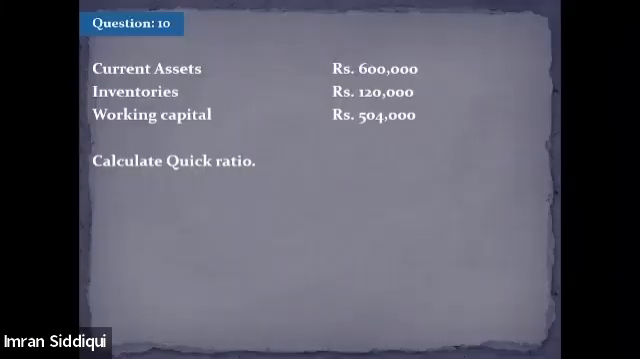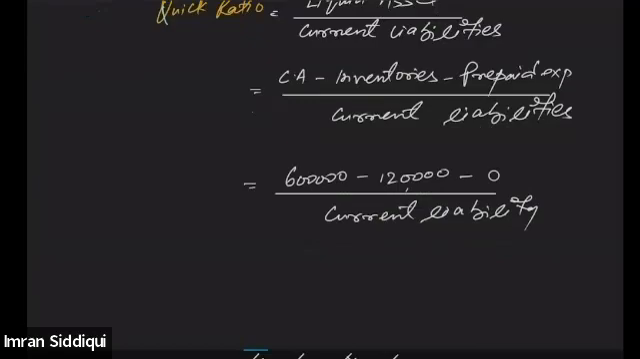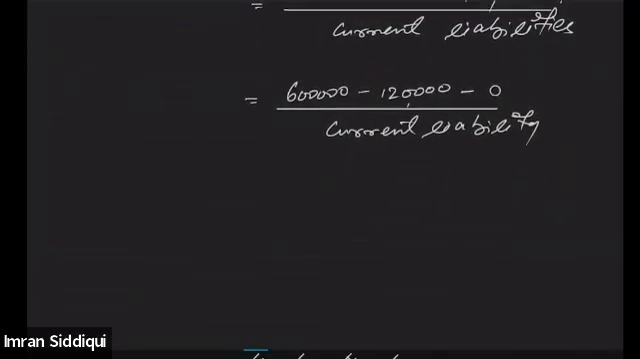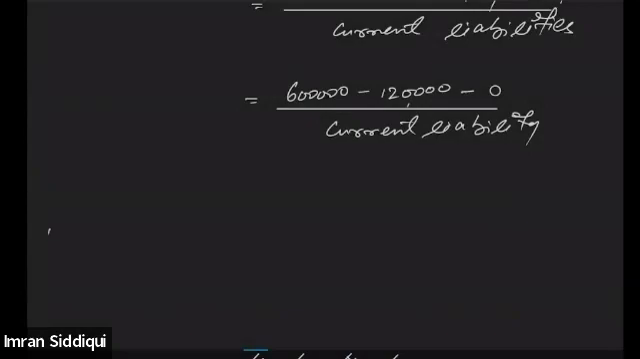All right. And then we will divide this by current liability. But the thing is that current liability is also not given in the question. We will have to figure out the value of the current liability. Unless we find the value of the current liability, we won't be able to find out the quick ratio. We'll prepare a working note here for finding out the current liability.